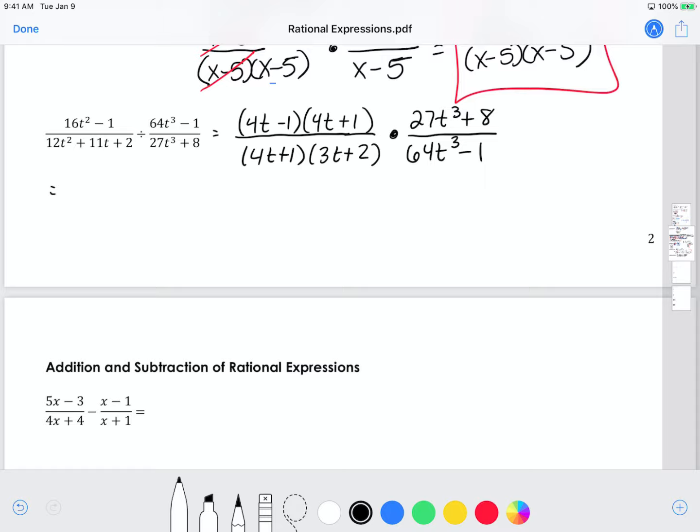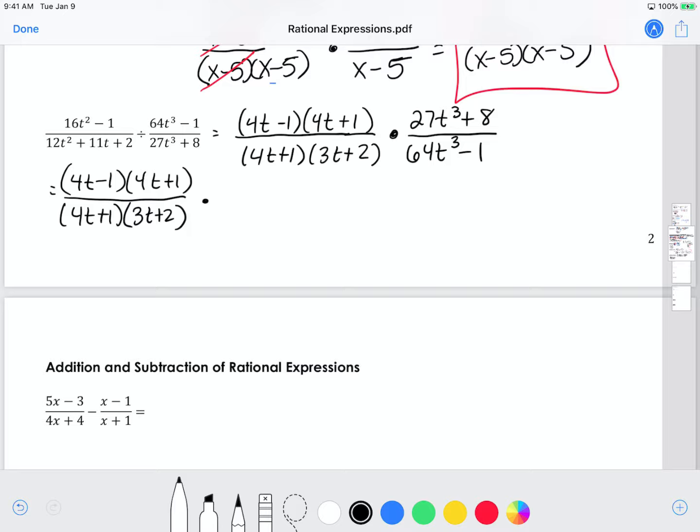So I'm going to copy the first fraction down because that one's already all factored. But I still have to factor the second fraction. Now the second fraction in both the numerator and the denominator has the sum of cubes in the numerator and the difference of cubes in the denominator. So we're going to have to use our formulas to factor those. So you may want to get some scratch paper and do that off to the side.